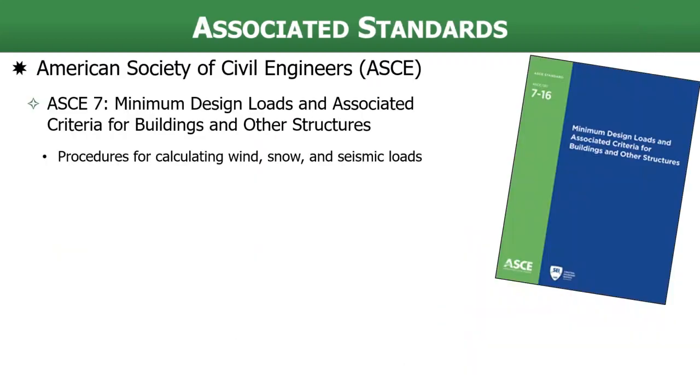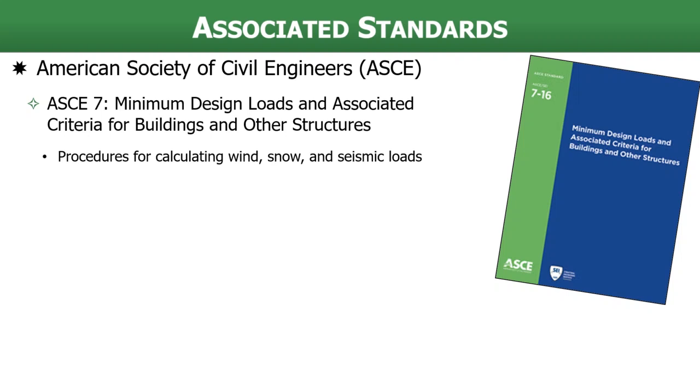There are several standards related to engineering, structural engineering specifically, when it comes to roof-mounted PV systems. The American Society of Civil Engineers produces ASCE 7, which is the minimum design loads and associated criteria for buildings and other structures, and that includes structures that are attached to buildings like PV systems. So this document has all the procedures for calculating our wind loading, our snow loading, and any seismic loading.